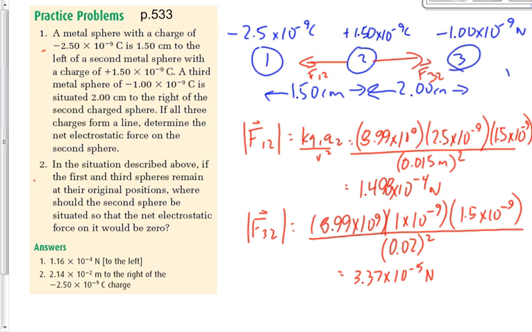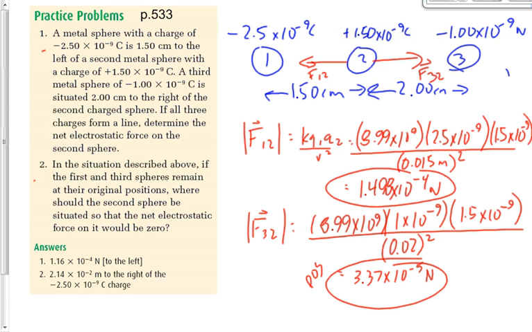Now, we're going to add those up, but when we do that, F32 is going to be a positive value, and F12 is going to be a negative value. When we do that, we should end up getting 1.16 times 10 to the minus 4. Does that make sense? Good. You want to volunteer where your mistake was?